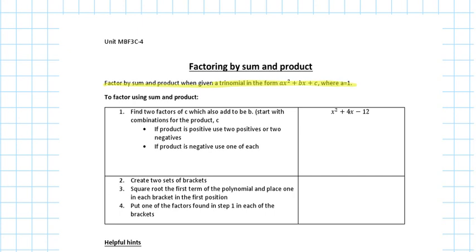All right? So I have, in this case, x squared plus 4x minus 12. Does this look like a trinomial to you? Yeah, trinomial, three terms? Do you see the three terms? Perfect. What's the a value? 1. What's the b value? 4. What's the c value?